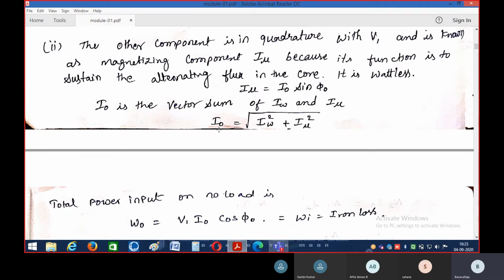So I naught square is equal to IW square plus I mu square. If you want the I naught value, it is exactly equal to the square root of IW square plus I mu square.